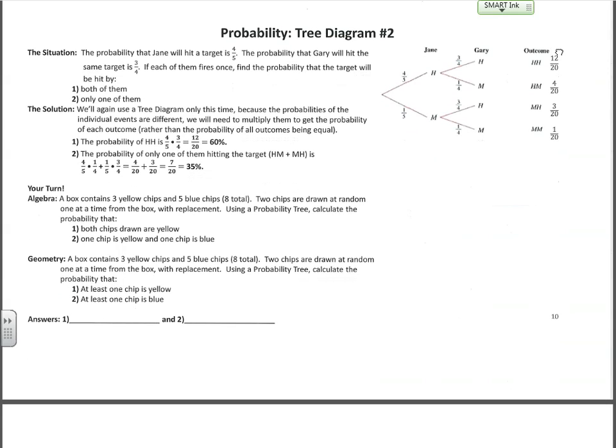Our probability tree diagram number 2. Here's the situation. The probability that Jane will hit a target, I don't know if they're doing arrows or darts, it's virtually the same thing, is 4/5, which means that every 5 times that she shoots, she's going to hit it 4 out of the 5. The probability that Gary will hit the same target is 3 out of 4. Every 4 times that Gary shoots at it, he's going to hit it 3 times. And the question is, if each of them fires once, find the probability that the target will be hit by both of them, and then only one of them.